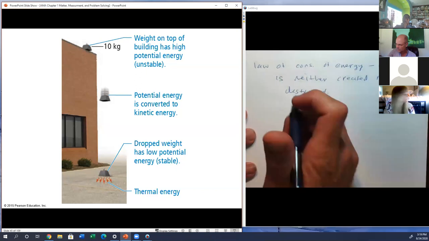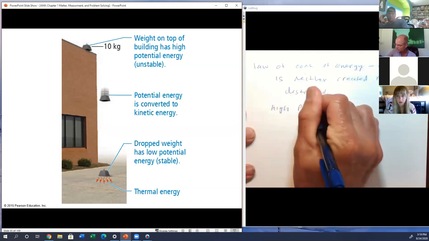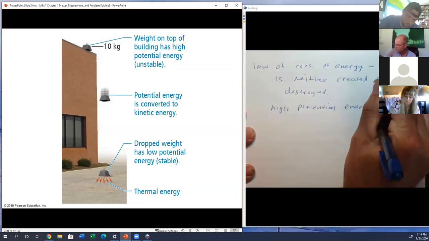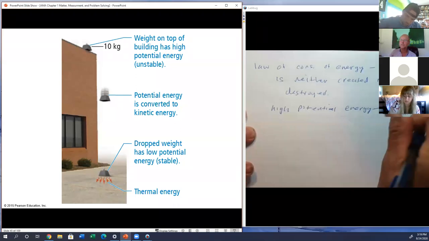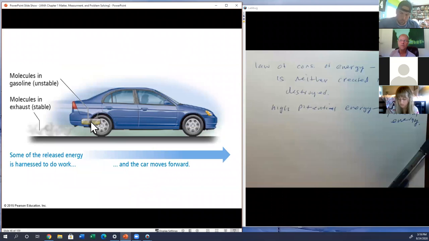Another thing to understand about energy is that systems often go from high potential energy to low potential energy. That's often the case. Like, for example, this raised weight, right? When it falls, it goes from high potential energy to low potential energy. In a chemical reaction, the molecules often go from high potential energy in gasoline to low potential energy in the exhaust, okay? So we'll be talking about that a lot.